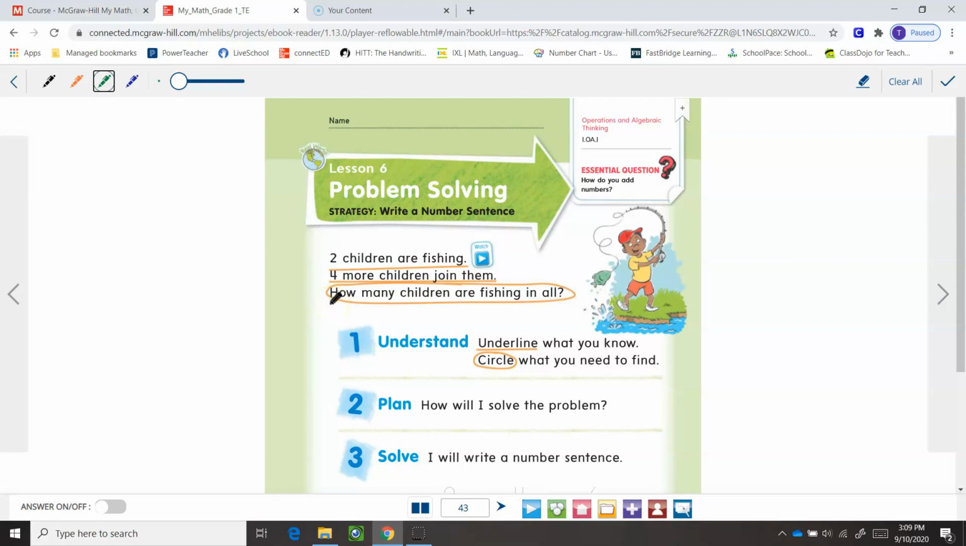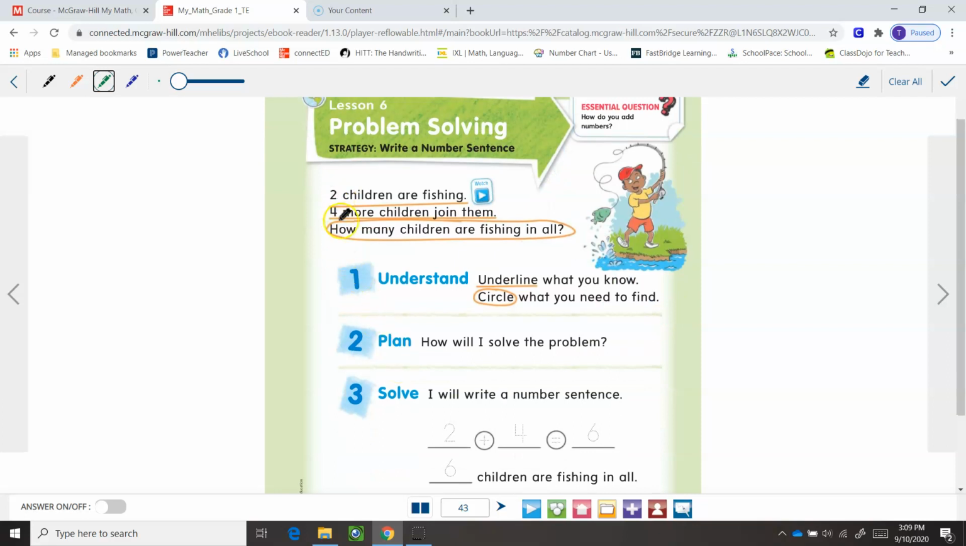So now I can plan in my head. I can go to step number 2. How am I going to solve this? Well, I know when it asks for in all, I'm going to add. So now I have an idea. I'm going to add the numbers together. Then now I can solve. I can write my number sentence.